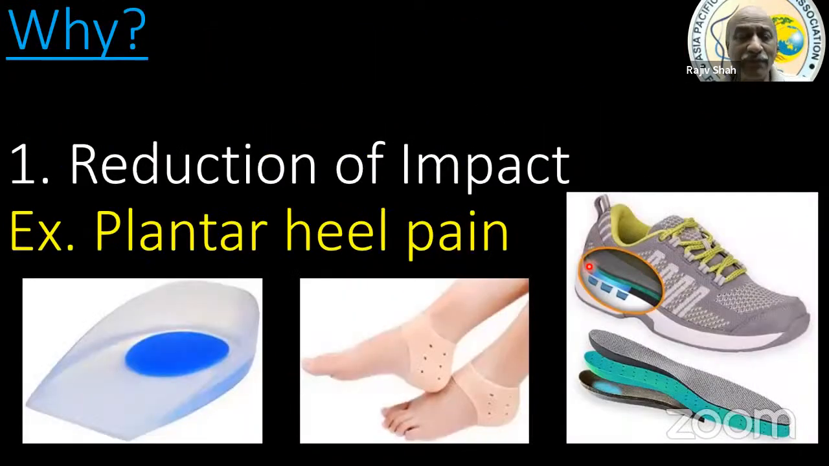First function is reduction of an impact. For plantar fasciitis or plantar heel pain, you want to use a kind of orthotic which reduces the impact over that place. That's why you're using a silicone heel cushion, a customized heel cushion, or this kind of sleeves.